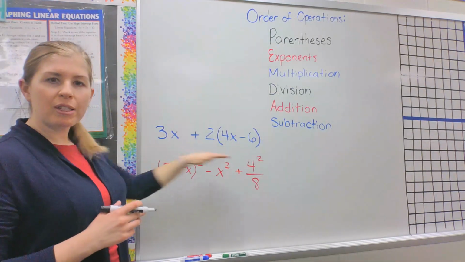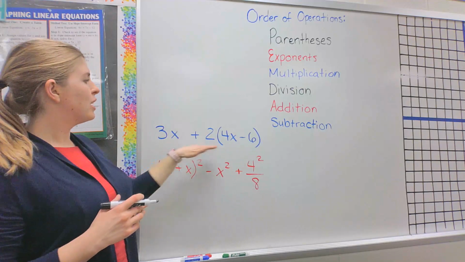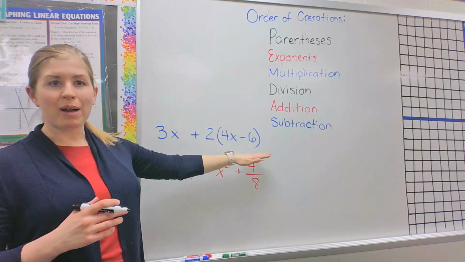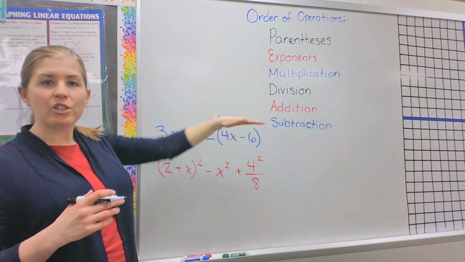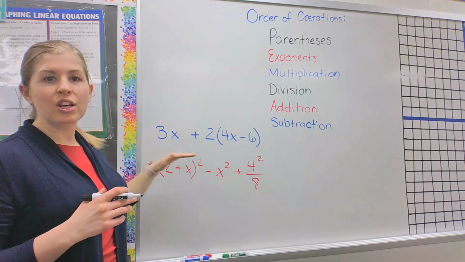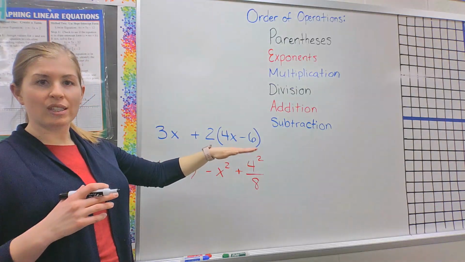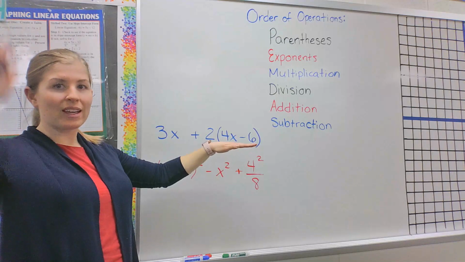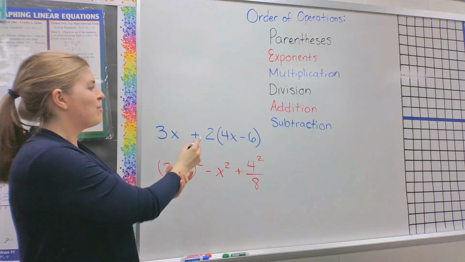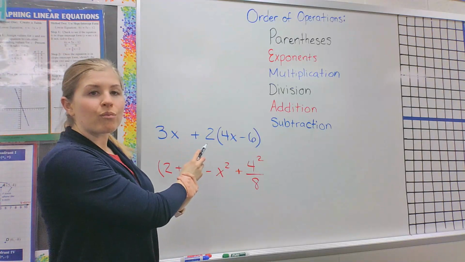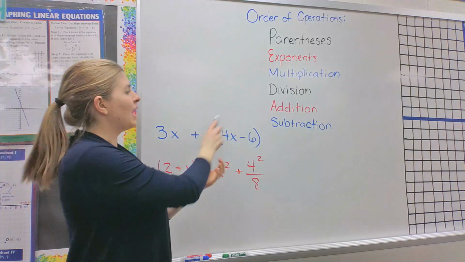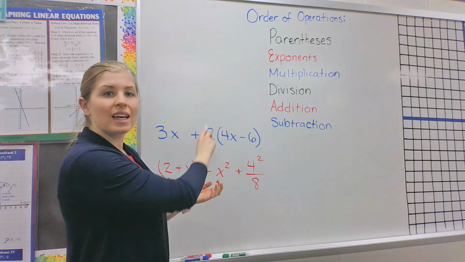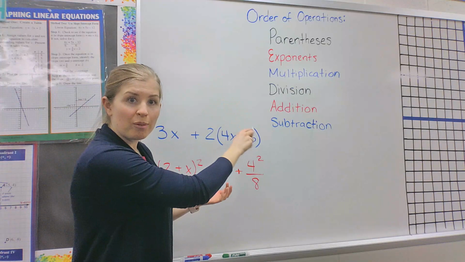So the first expression we have is 3x plus 2 parentheses 4x minus 6. Looking at our order of operations, if you were given an expression like this, you would want to do the parentheses first. I see parentheses, that's going to trigger me: parentheses first. We have a number or coefficient on the outside of this parentheses. So this means that this 2 is going to be distributed.